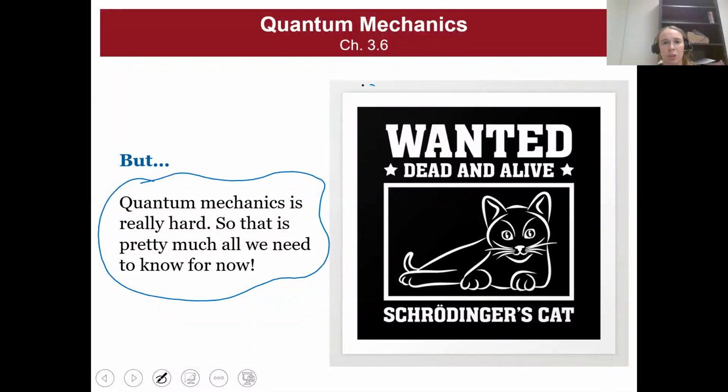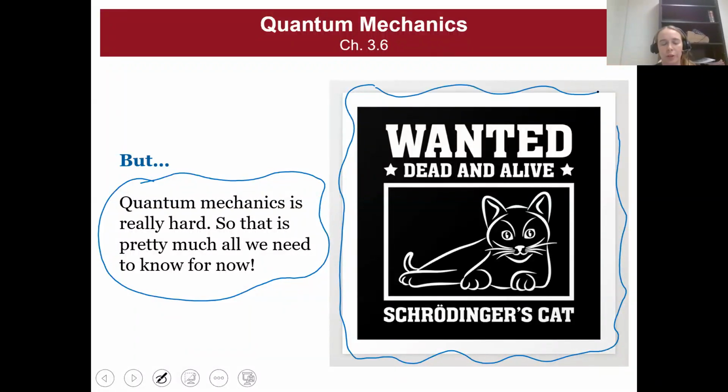And here's a cute little picture that I found of Schrodinger's cat. I don't know if you've heard of it before, but Schrodinger came up with this fun theory or principle that if you put a cat in a box and close the box, you don't know whether the cat is alive or dead inside the box until you open it. So until you open the box, the cat is technically dead and alive because you can't be certain about the answer. So it's both dead and alive. And this is a wanted poster for Schrodinger's cat.